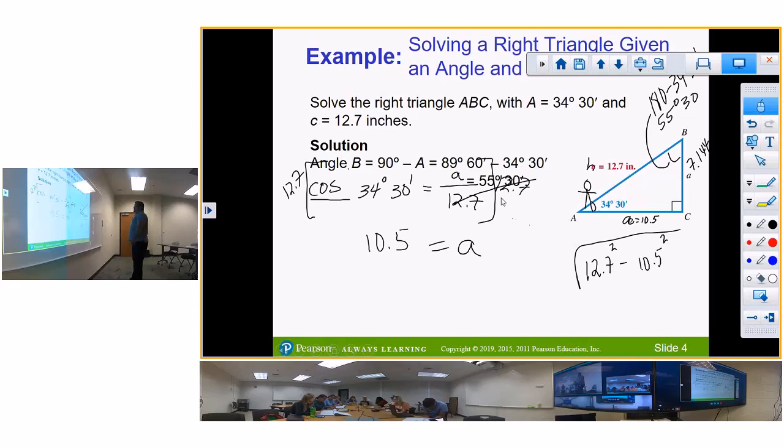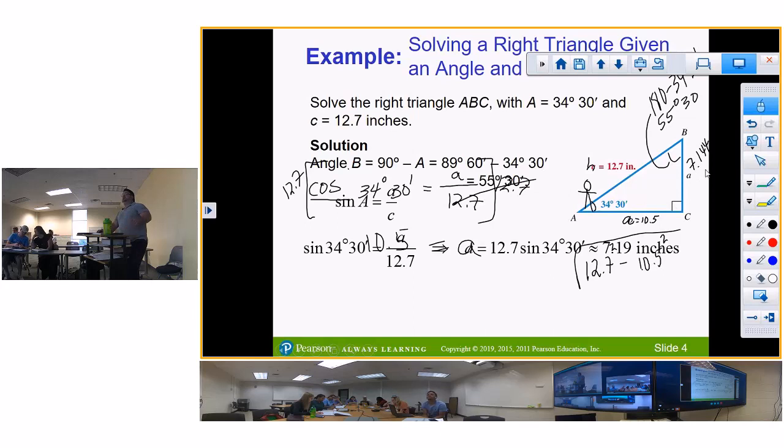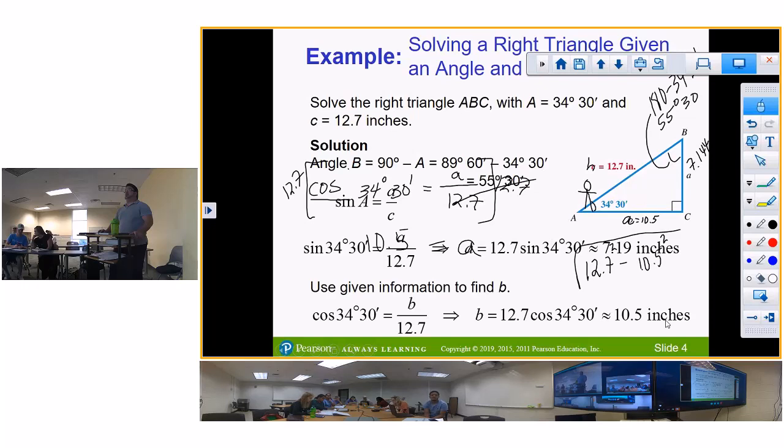55.30, that's the angle. And did we get 7.19 or 7.14? That's good enough for government work. And the other one should be 10.5. There we go. So in this case, they do want you to find everything. It's like a puzzle. All right, that's good enough for government work right now. Who's got questions?